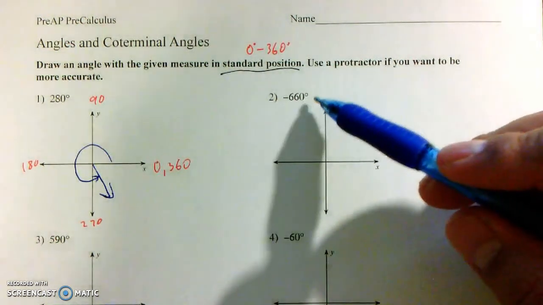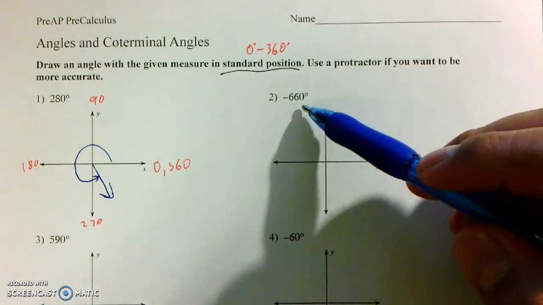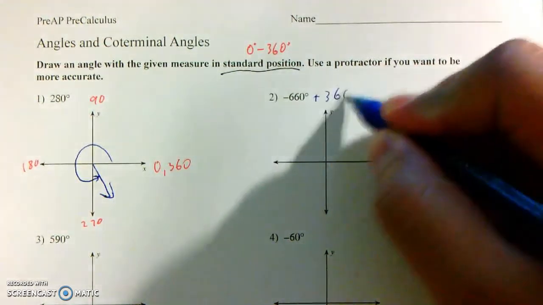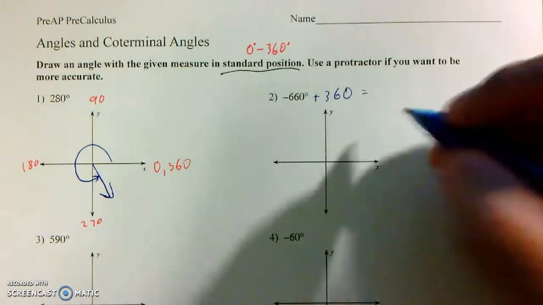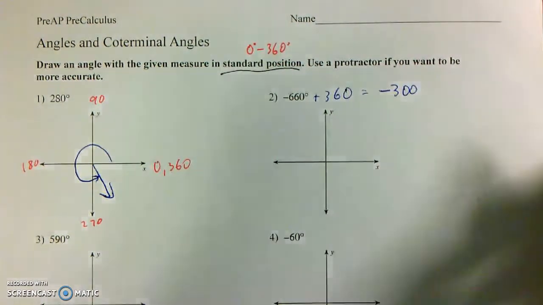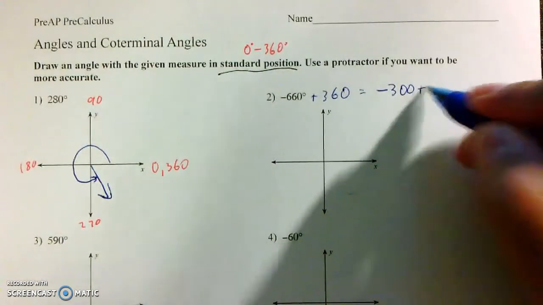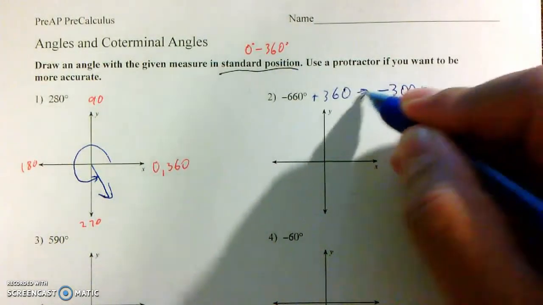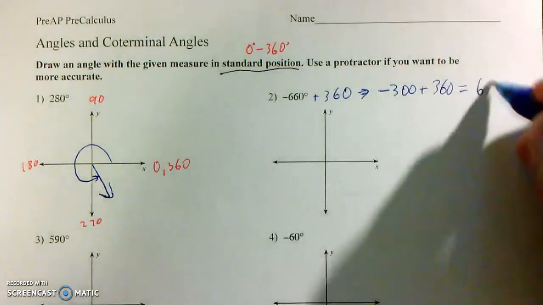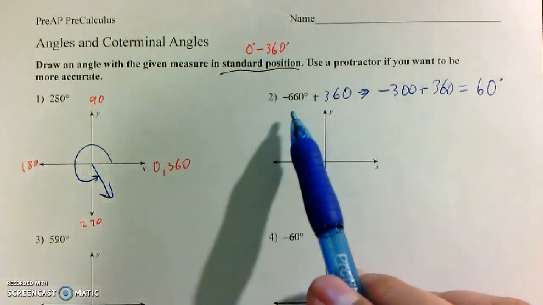Now for number 2, for example, this ain't ready for you to graph yet. You need to find a coterminal angle. So this is negative 660. Okay, so what I'm going to do is, because it's negative, I'm going to add 360. So if I add 360 to that, we end up with negative 300, right? And that's still not something that's in standard position. It's still not between 0 to 360 because that's negative 300. So all I got to do is add, I'm going to put an arrow here, even though those are technically equal, add 360 again. And if you add 360 again, you end up with 60 degrees. So 60 degrees is coterminal to negative 660.